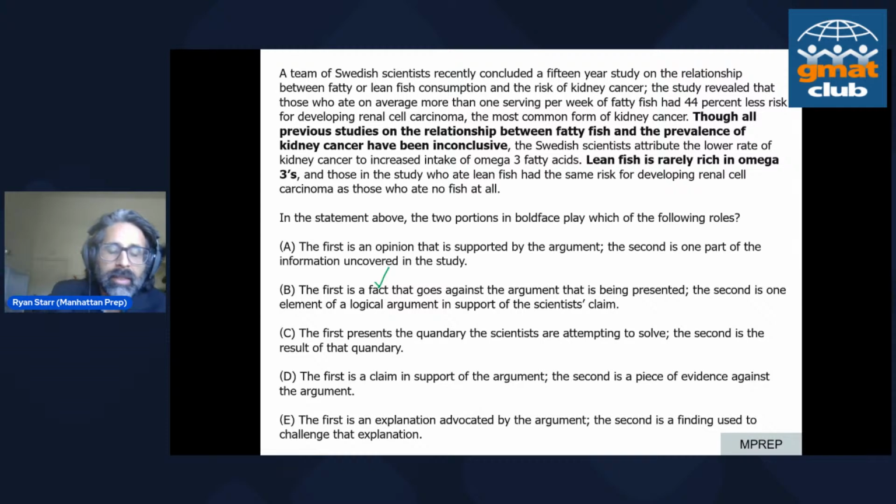First is a fact. Does it go against the argument that is being presented? Well, of course, as we said last time, the argument that is being presented means the author's conclusion, which I guess in this case would be the conclusion of the team of Swedish scientists, right?